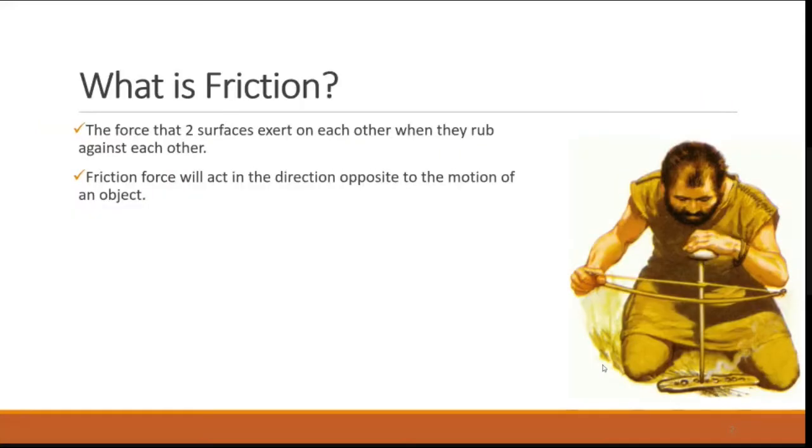Friction is a force that is exerted by two surfaces when you rub against each other. Mostly in olden days we used this to generate heat, to make fire. You can see the figure. Always the friction will act opposite to the direction of motion, whatever the direction is.